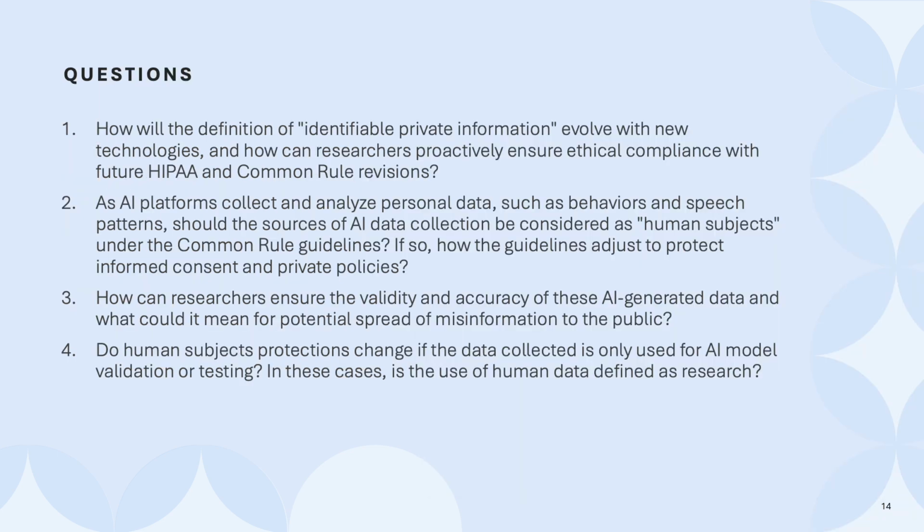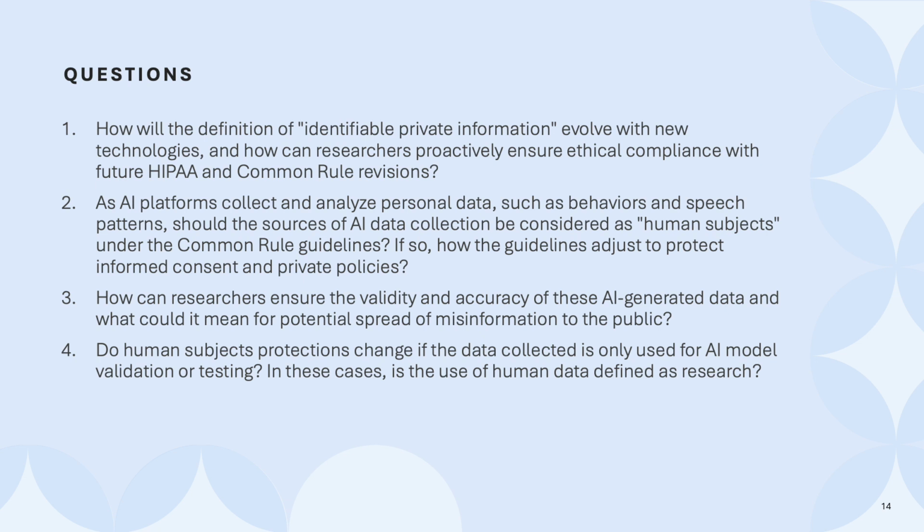Number 1, how will the definition of identifiable private information evolve with new technologies, and how can researchers proactively ensure ethical compliance with future HIPAA and Common Rule revisions? Number 2, as AI platforms collect and analyze personal data, such as behaviors and speech patterns, should the sources of AI data collection be considered human subjects under the Common Rule guidelines? If so, how should the guidelines adjust to protect informed consent and privacy policies?